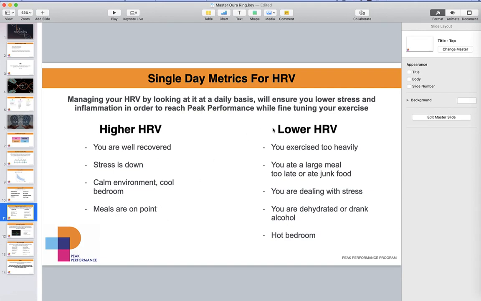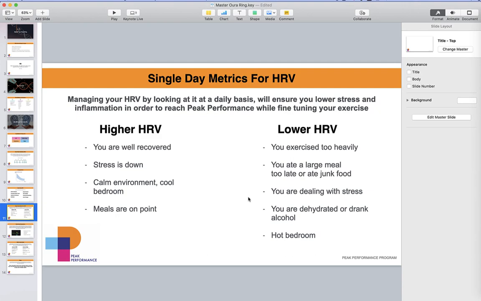Now, to troubleshoot this, if you have a lower HRV and you don't know why, here are a couple things to look at. You exercised too heavily, or you were traveling and not recovered well, but you wanted to work out anyways, that could lead to a lower HRV. You ate a large meal or you ate junk food. A lot of the times people will eat clean and then they'll have that cheat meal, and the next day they'll wake up feeling inflamed, they'll have brain fog, their HRV will be in the gutter. That could be why. And you're also dealing with stress.